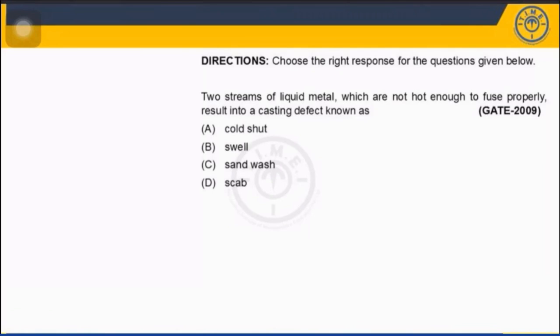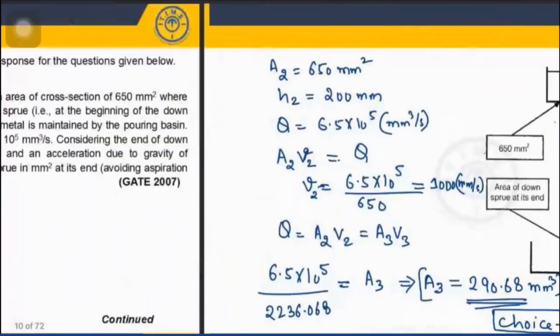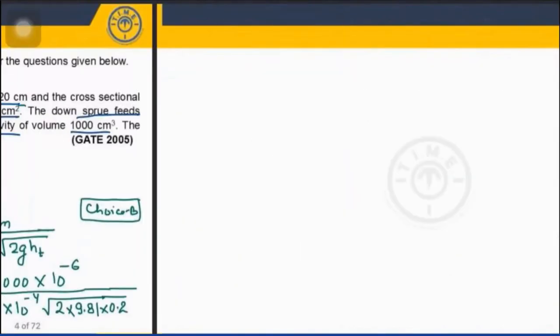Um, one more thing, sir. Here, as we have discussed in the previous question, when aspiration effect is given, sir, I have to calculate the area of cross section. No, I'm not asking the numerical question. The first question I'm telling you, two streams of liquid metal which are not fused properly. I have discussed this casting defect. This is the question I was talking about.